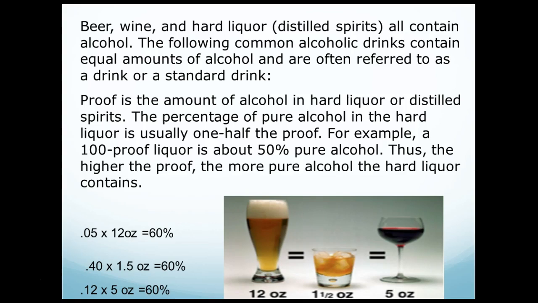Okay, so proof is the amount of alcohol in hard liquor or distilled spirits. The percentage of pure alcohol in the hard liquor is usually 1/2 the proof. For example, 100 proof liquor is about 50% pure alcohol. Thus, the higher the proof, the more pure alcohol that hard liquor would contain. Okay, so all of these, no matter the volume, contain the same amount of pure alcohol. It's just in the way that they are delivered to the body.